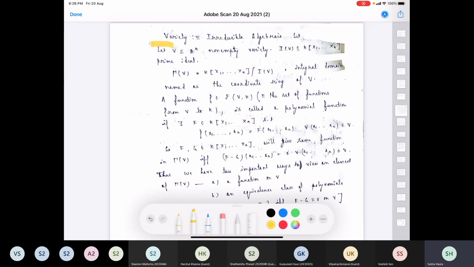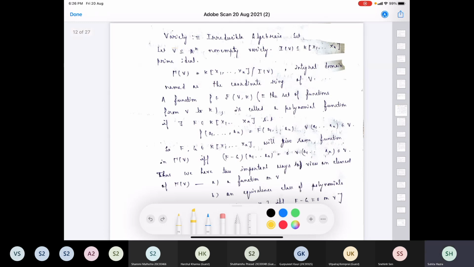So here now comes variety. We say variety, now it is affine variety. We say the irreducible algebraic sets as variety. It's just a nomenclature for convenience because the irreducible algebraic set is a very big name to say once again. So we call it variety.